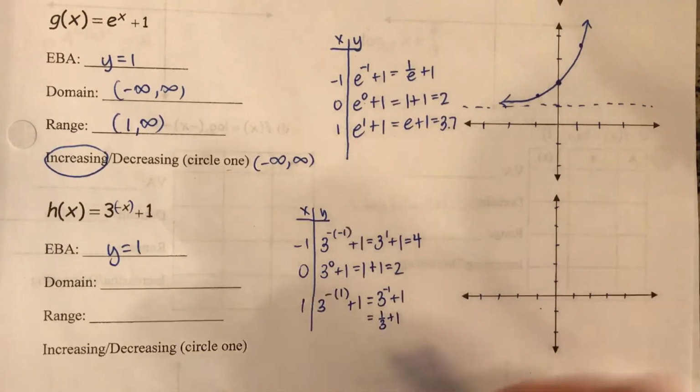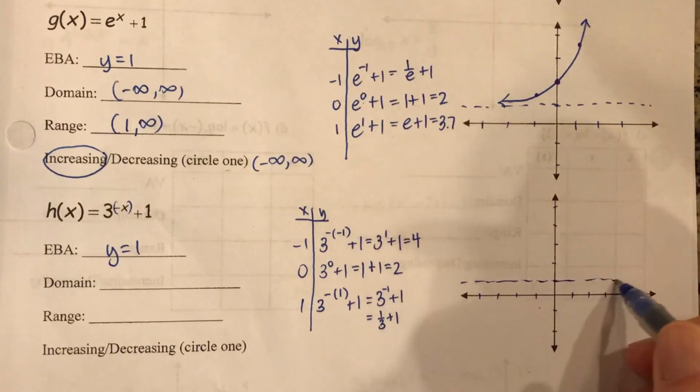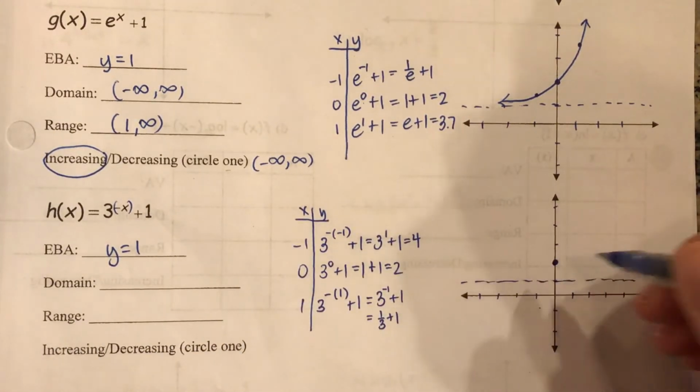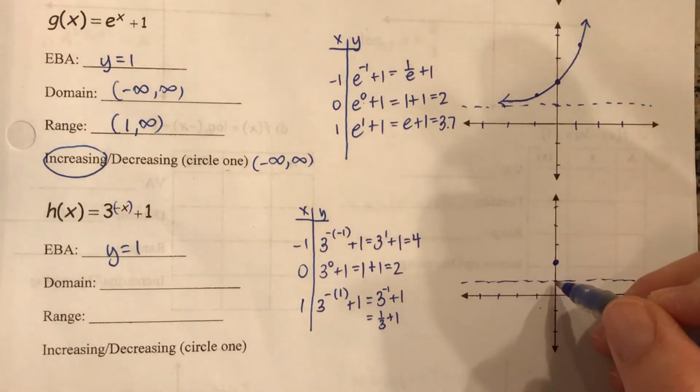Okay, so let's see. I'm going to go 0. Where's my asymptote? 1. Okay, and then now 0, 2. And then negative 1 is going to be up at 4.